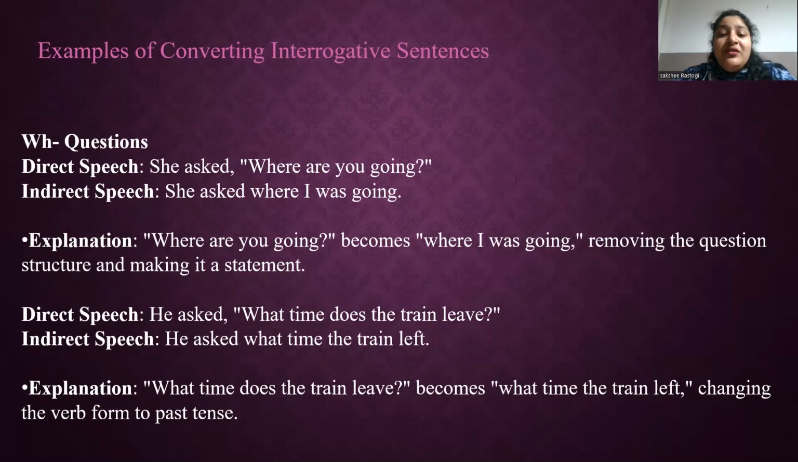In direct speech, they ask when I would arrive. In direct speech, why are you late? While converting into indirect speech, she wanted to know why I was late. In direct speech, what are you doing? While converting into indirect speech, she asked what I was doing.